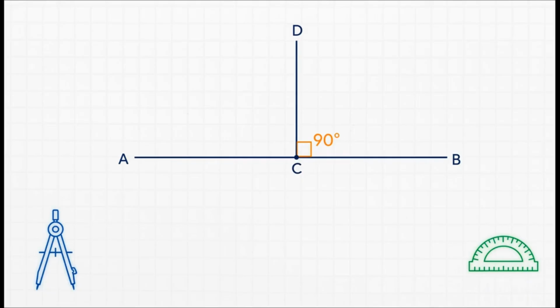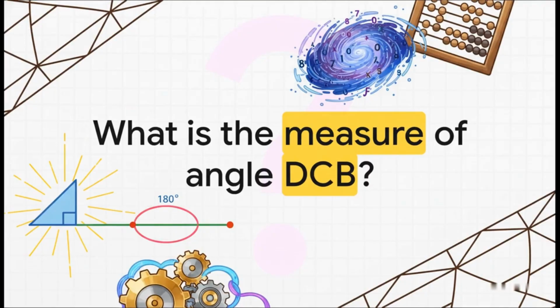Just imagine a perfectly straight line. We'll call it AB. Now, let's put a point, C, somewhere on that line. And from that point C, we draw another line straight up so that the angle ACD is a perfect right angle. So here's the question. What's the measure of that other angle, DCB?